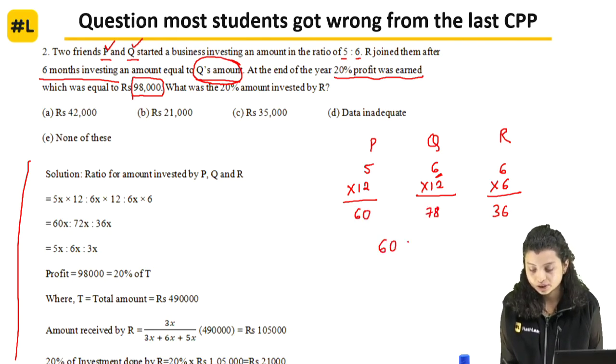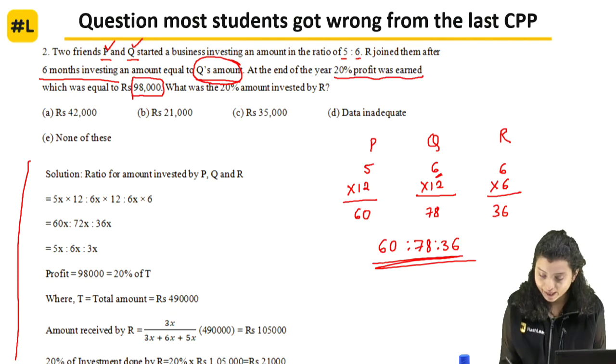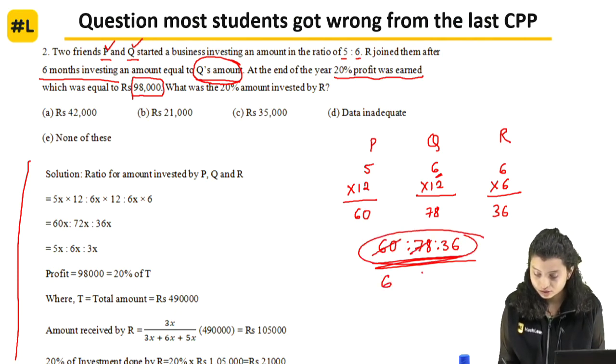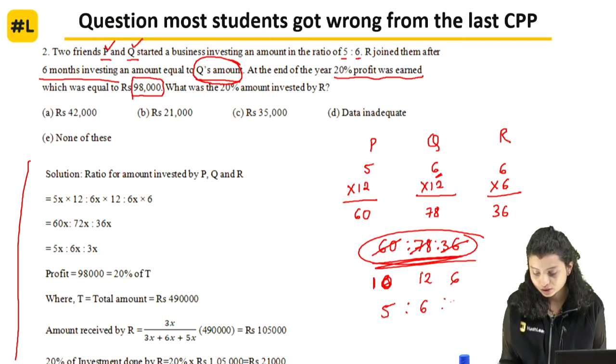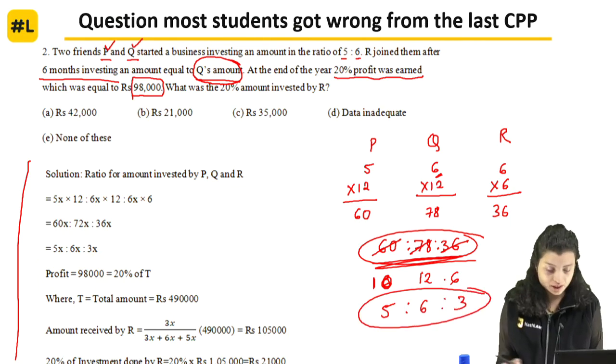And finally, you take the ratio of this. Correct? So if you do the cancellation, 6 times and then this 6 times. Okay, so when you solve it, you will get 5:6:3. And after that the question is easy.